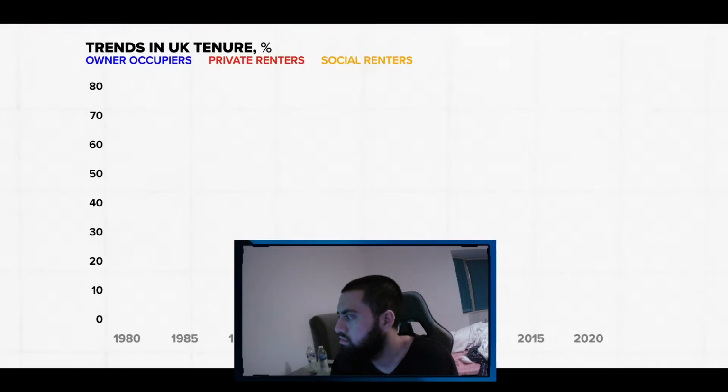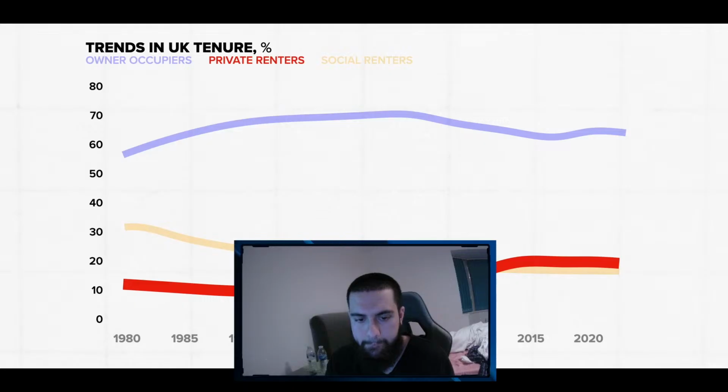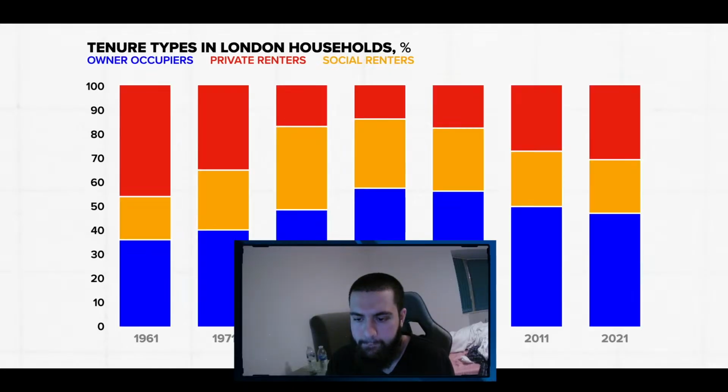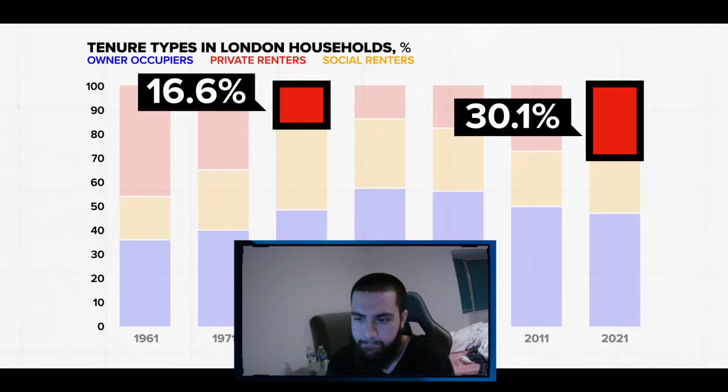In 1980, only around 10% of people privately rented their homes. This figure remained relatively stable throughout the 90s, but since the 2000s, the proportion of people privately renting has essentially doubled to 19%. In London specifically, the proportion of people renting has also doubled, from 16.6% in 1981 to 30.1% by 2021. This means that more and more people are, rather than using their income to acquire an asset, as is the case when paying off a mortgage, handing over a huge portion of their paycheck to a landlord.